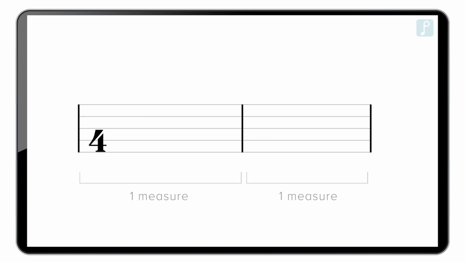Now let's look at some examples with a 2 in the denominator. Now remember, when a 2 is in the denominator, a half note gets the beat. Let's take 2/2 for example. With this time signature, a half note gets the beat, and there is the equivalent of 2 half notes in each measure. When looking at a time signature of 3/2, that means the half note gets the beat, and each measure has the equivalent of 3 half notes.